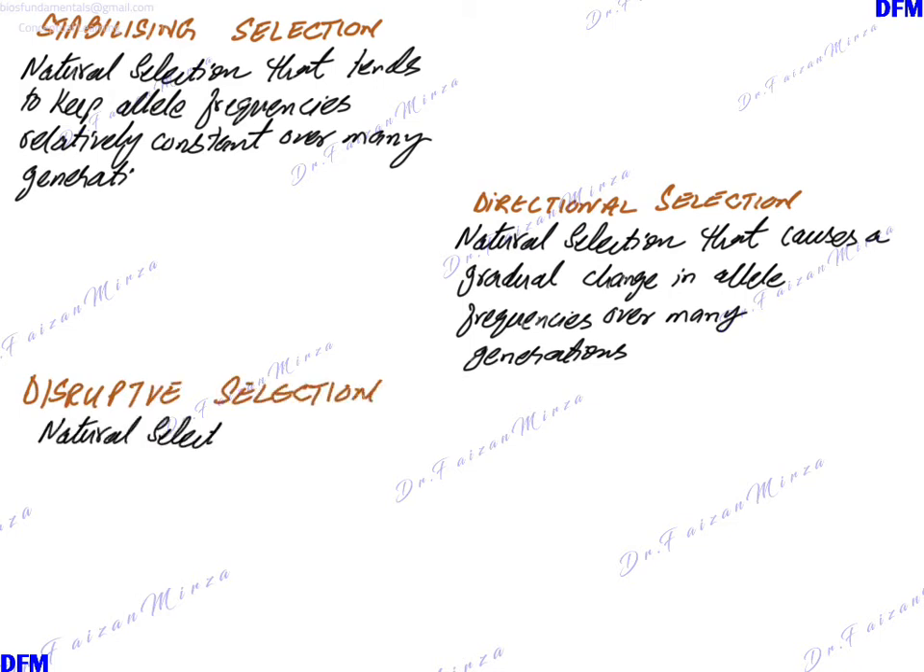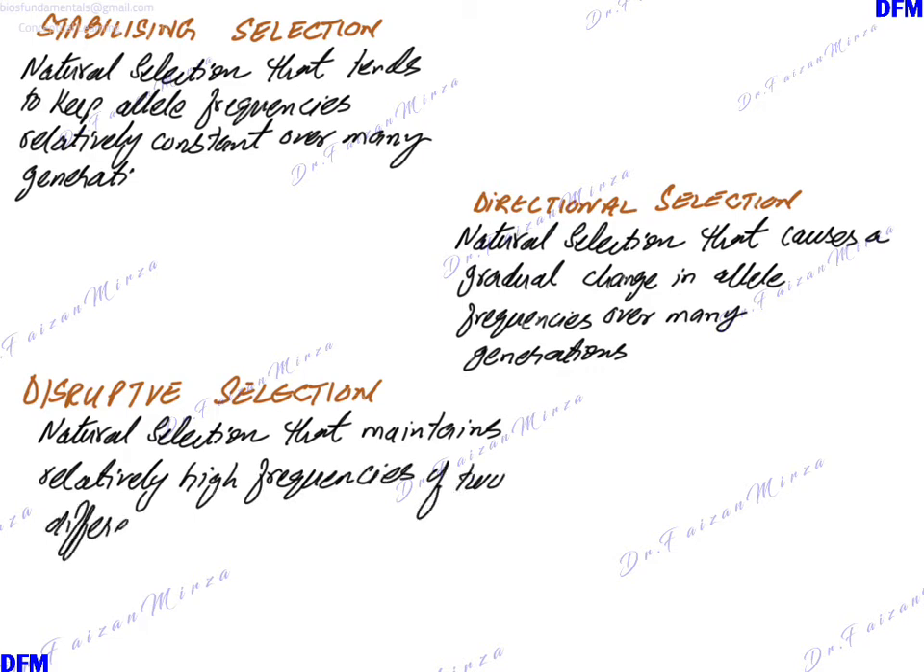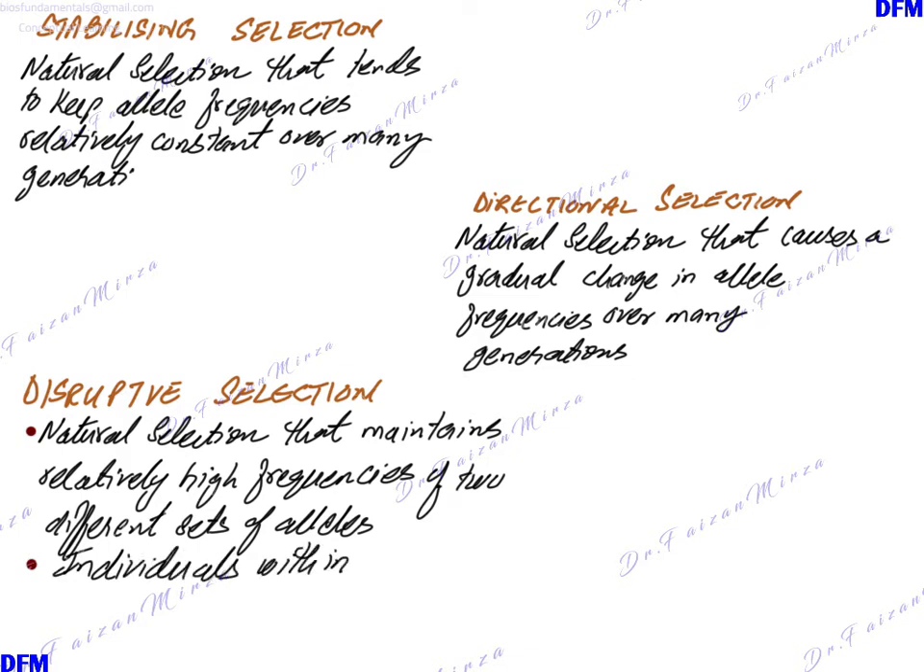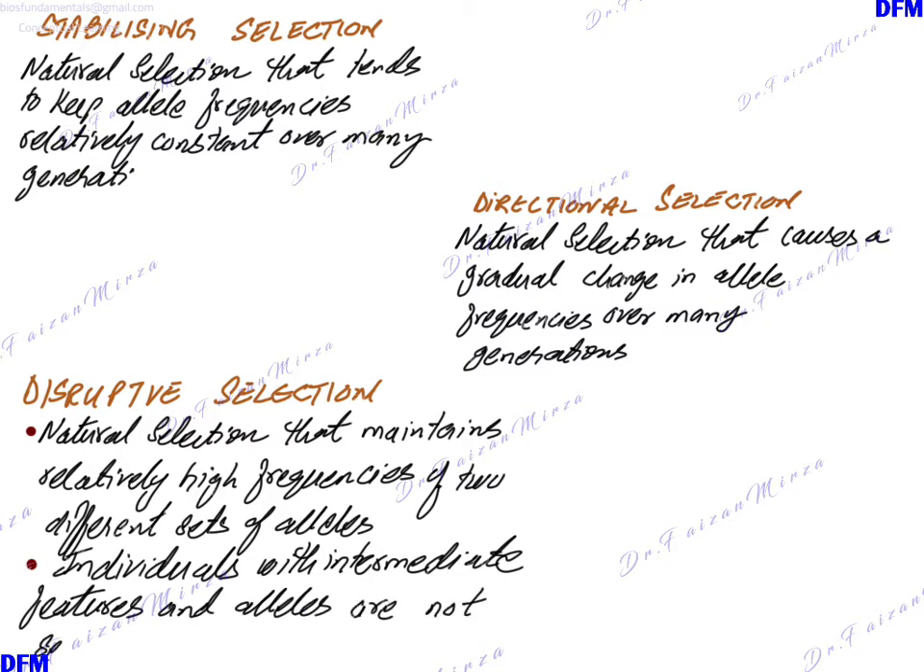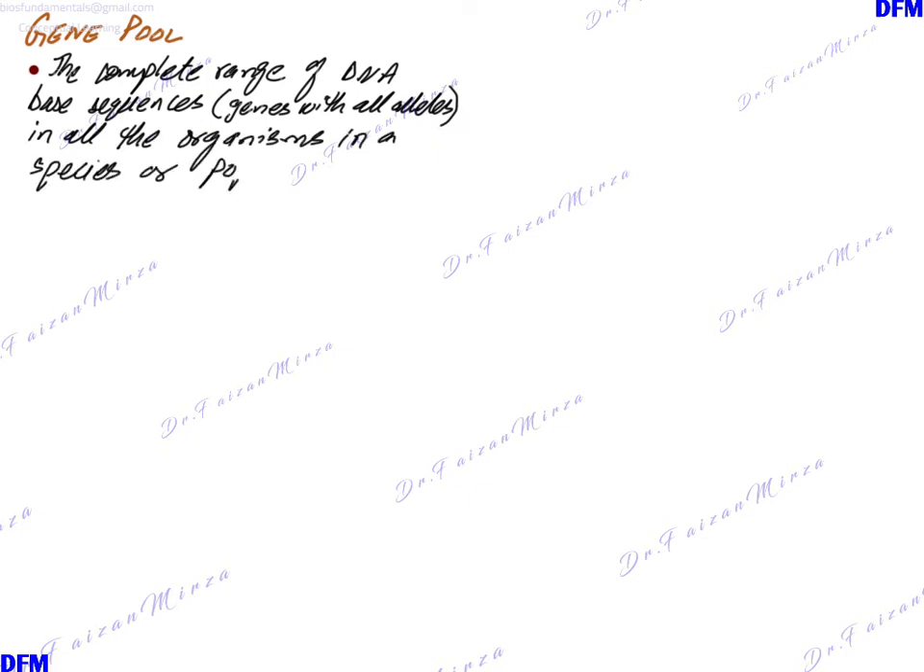Similarly, disruptive selection. In disruptive selection, the natural selection maintains relatively high frequencies of two different sets of alleles, and individuals with intermediate features of the two, and the alleles, are not selected and are eliminated from the environment. What's gene pool? Gene pool is the complete range of the DNA base sequences, genes, together with all the alleles in all the organisms in a species or population.